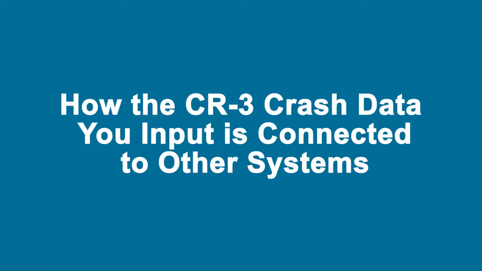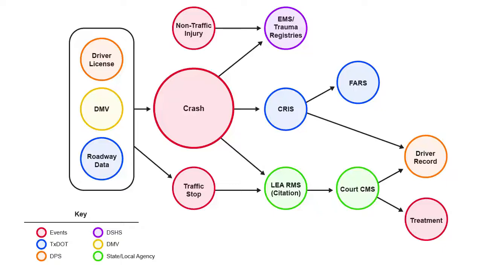How CR3 crash data is connected to other systems. While it may seem like the main uses of your CR3 crash reports are insurance companies and courts, the reality is that your data is connected to many systems maintained by Texas agencies. Without even knowing it, you may have contributed to and benefited from these systems.